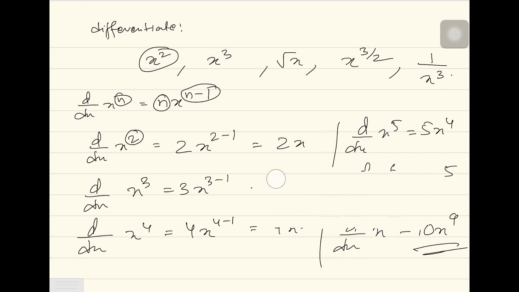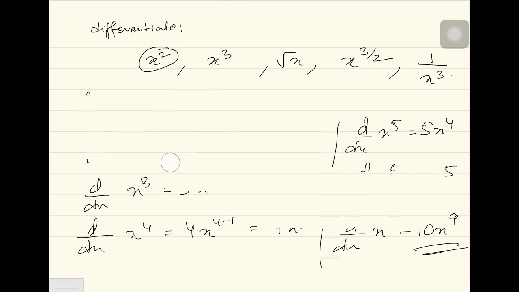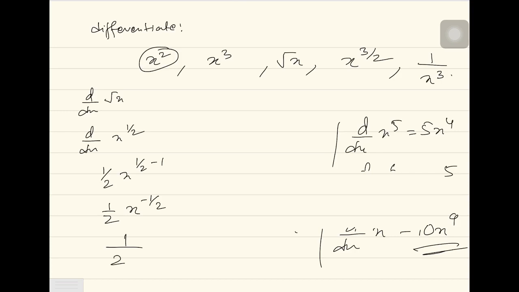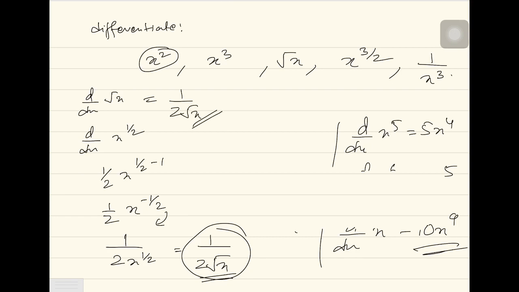What about the others that are here? Let's say, what about root x? Let's see how root x works. ddx of root x. Everyone knows root x means x to the power half. So ddx of x to the power half. Same thing again, half in front, x to the power half minus 1. That's half x to the power minus half, that gives me 1 by 2, and x to the power half, because minus half comes down and becomes plus half, that gives me 1 by 2 root x. So you may copy this down as a formula: ddx of root x is 1 by 2 root x. So you may not have to do it again and again later.